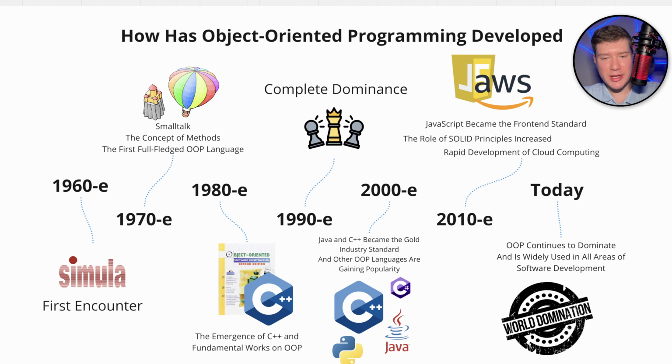In the beginning of the new millennium, Java and C++ became the gold industry standard, and other object-oriented programming languages were gaining popularity, such as C# or Python. In the beginning of the second decade, JavaScript became the front-end standard, and the role of SOLID principles increased with worldwide usage of object-oriented programming. And of course, we got the rapid development of cloud computing systems. And today, object-oriented programming continues to dominate, and it's widely used in all areas of software development.